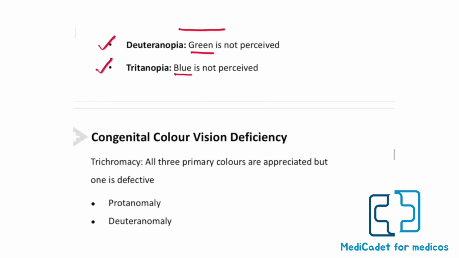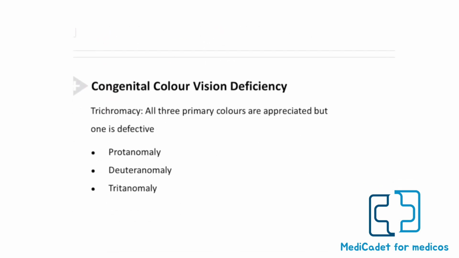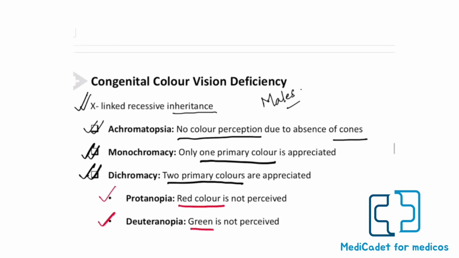And the last one is what is called trichromacy, meaning all three colors are appreciated, but one of the colors is a little bit defective. So it's not that the color is not appreciated, but it is defective. Depending on which color is defective, we have protanomaly, meaning red color appreciation is defective. Similarly, deuteranomaly and tritanomaly. So these are the different types of congenital color vision deficiencies that can happen.